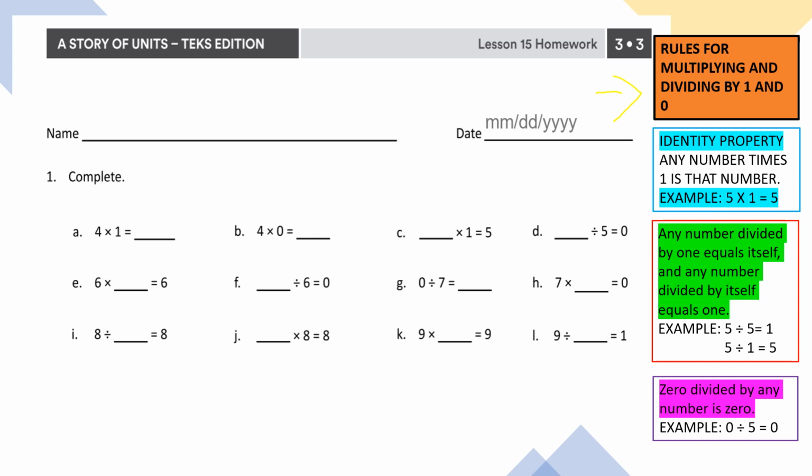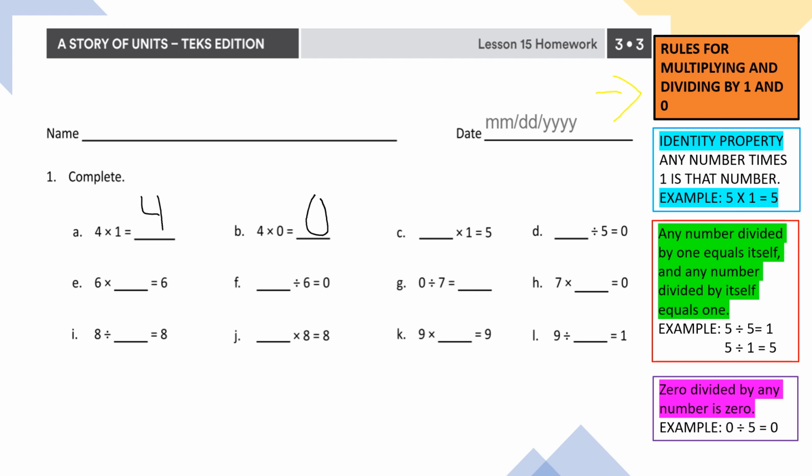Okay, let's get started. So we're going to start with A. A is 4 times 1. And 4 times 1 equals, if you said 4, you are absolutely correct. B is 4 times 0. And 4 times 0 equals, if you said 0, you are absolutely correct.